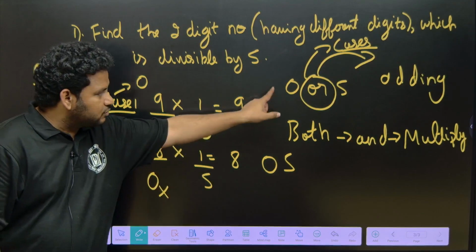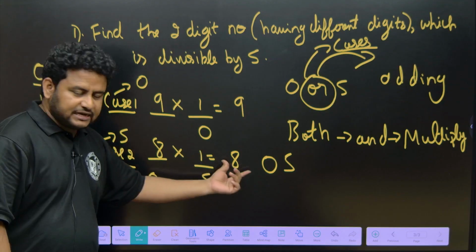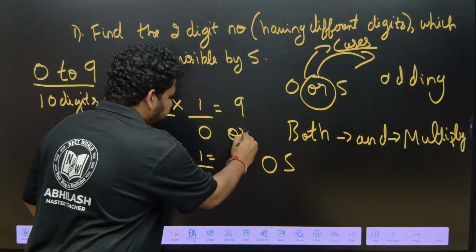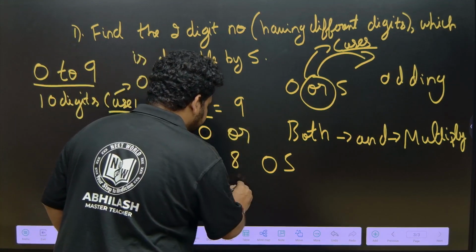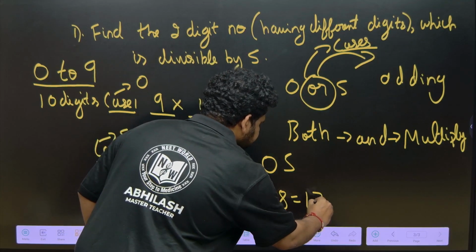Okay. I am having 0 or 5. 0 is giving me 9 digits and 5 is giving me 8 digits. So, 9 or 8. That means what? Or means I should add. 9 or 8 means 9 plus 8. The answer is what? 17.